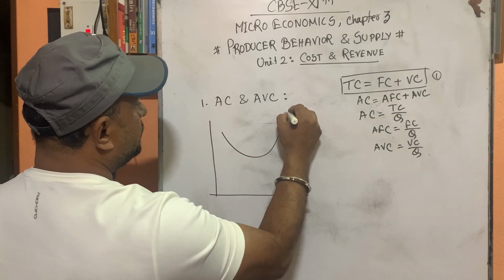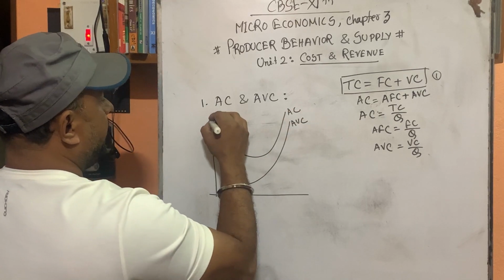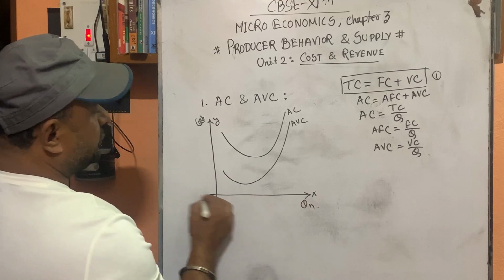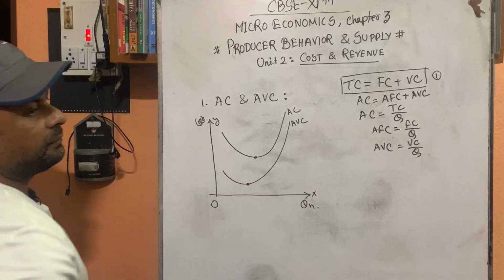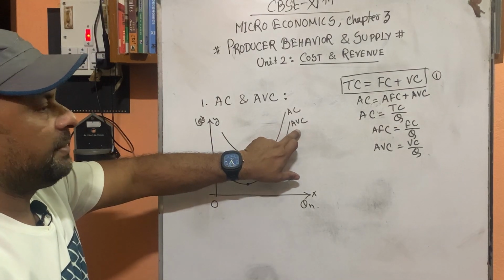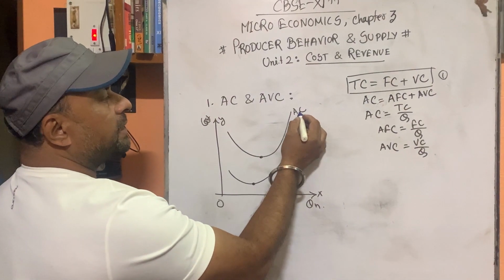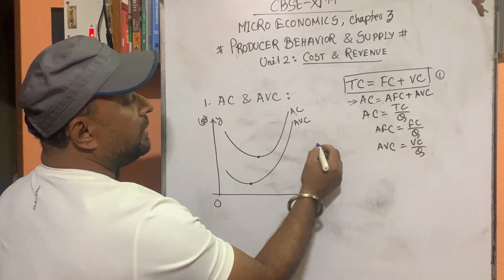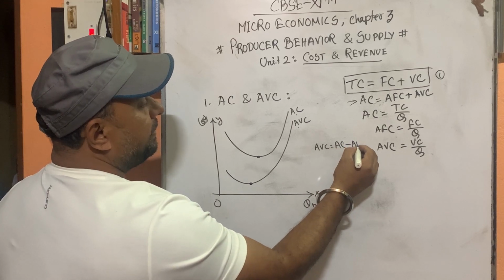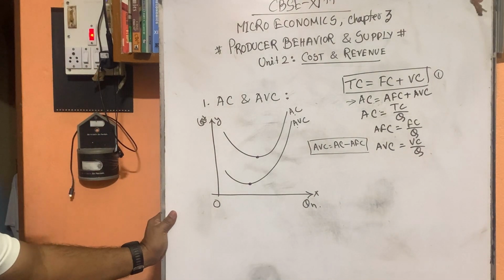This is our average cost curve. This is our average variable cost curve. Here we are measuring cost and quantity of production. This is the minimum point of these two curves. Okay, how are they related? Both average cost and average variable cost are related. Average variable cost we can calculate from average cost. How? Average variable cost is the difference between average cost and average fixed cost. Thus these two are related. AVC we can calculate from average cost.